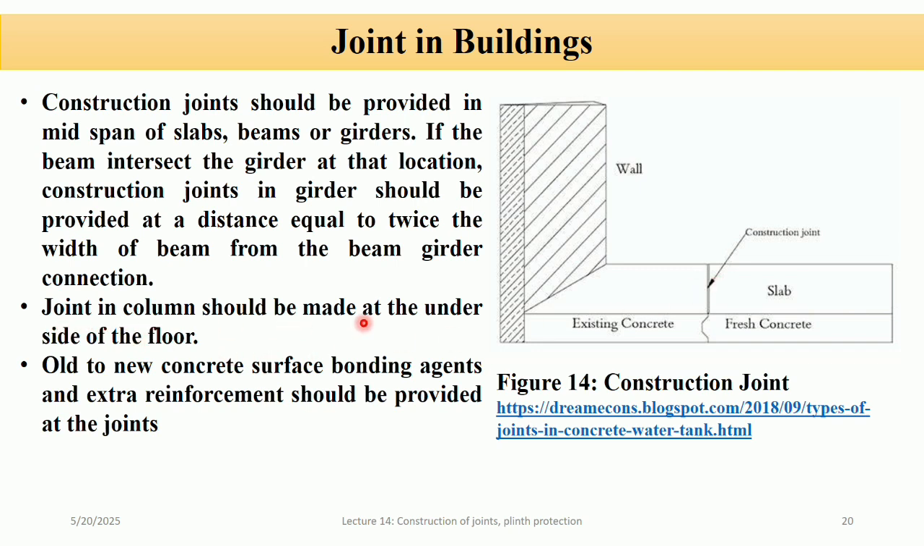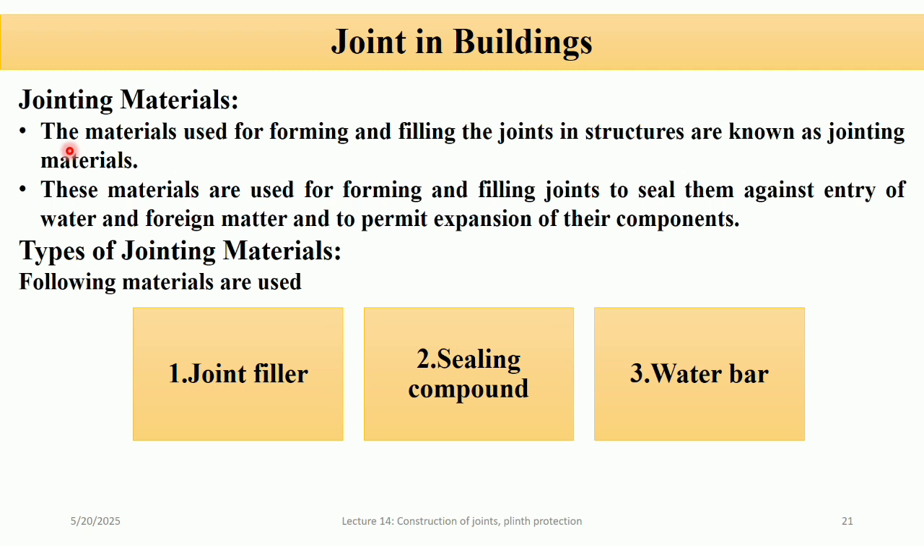Joints in a column should be made at the underside of the floor. Placing the joint below the slab helps in achieving better structural continuity and avoids weak points right at the heavily loaded slab-column junction.